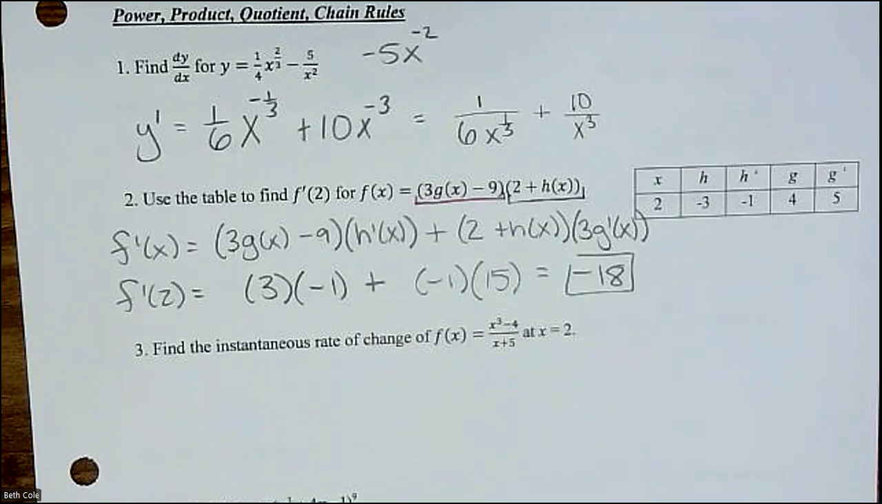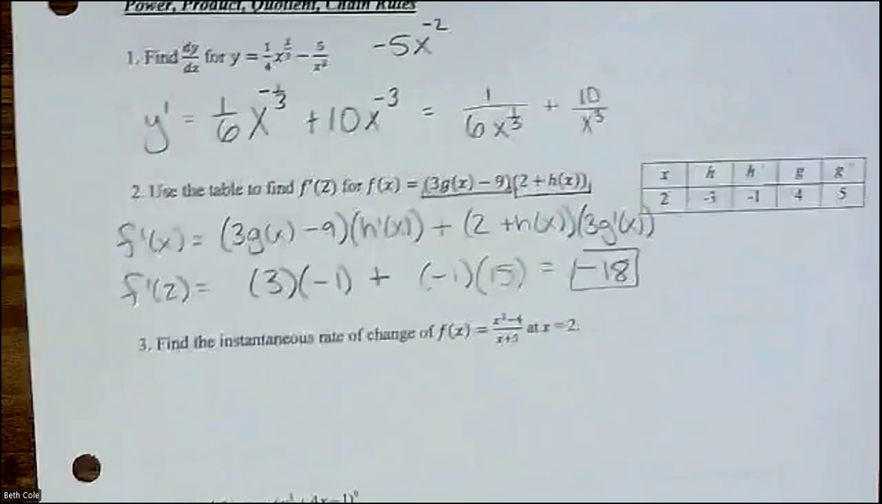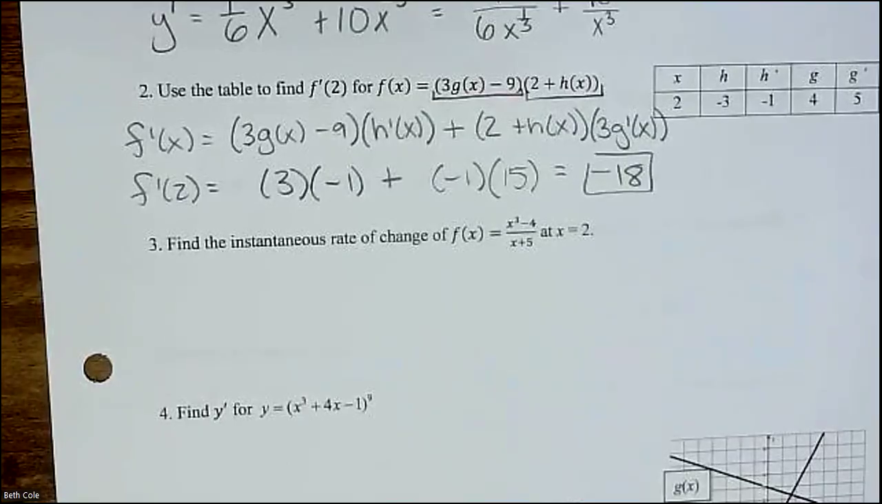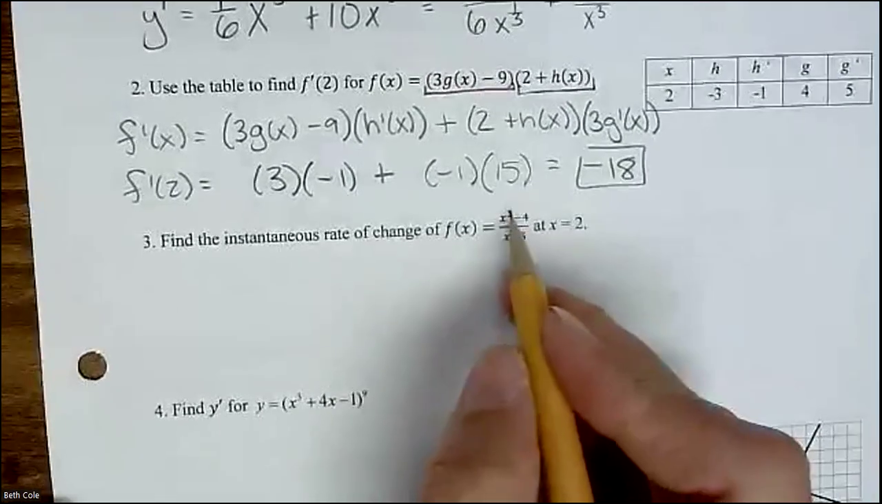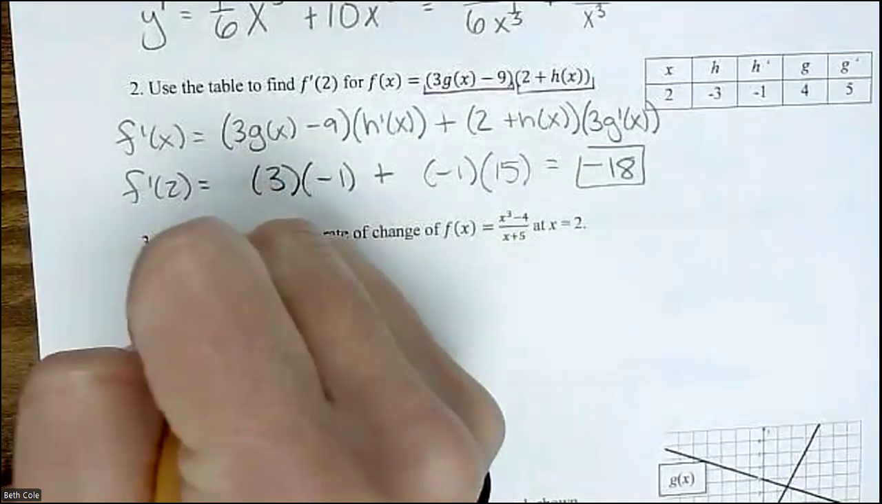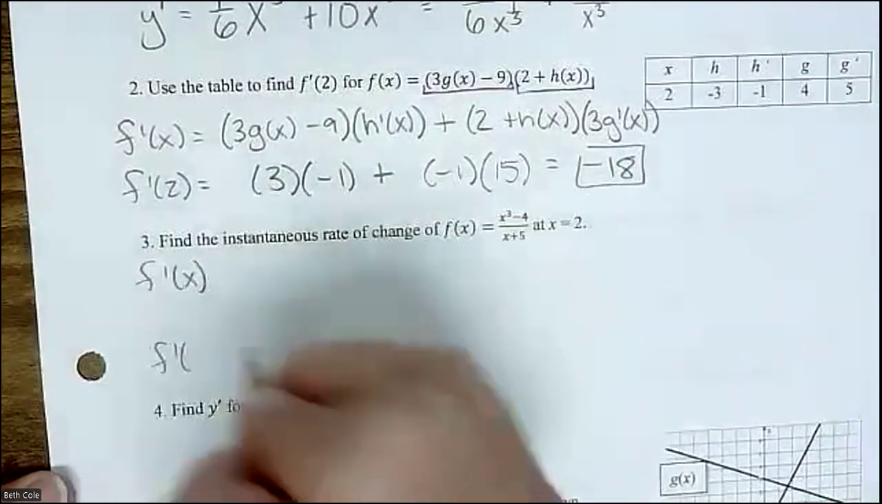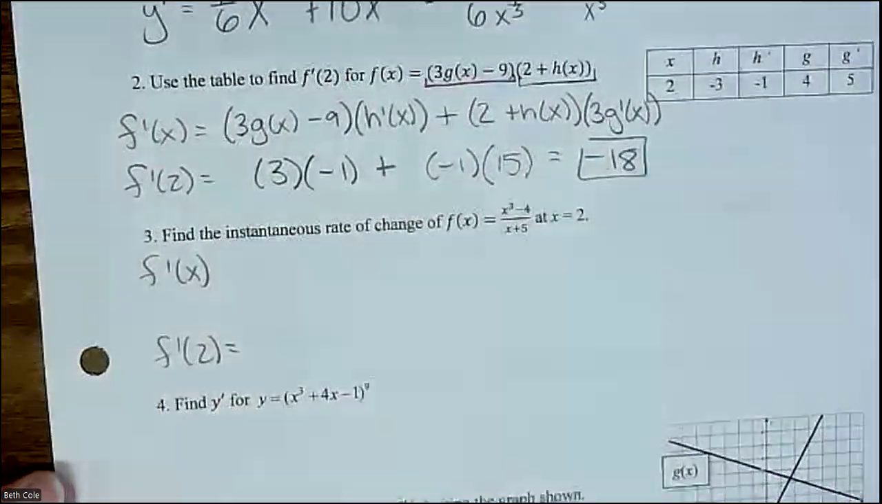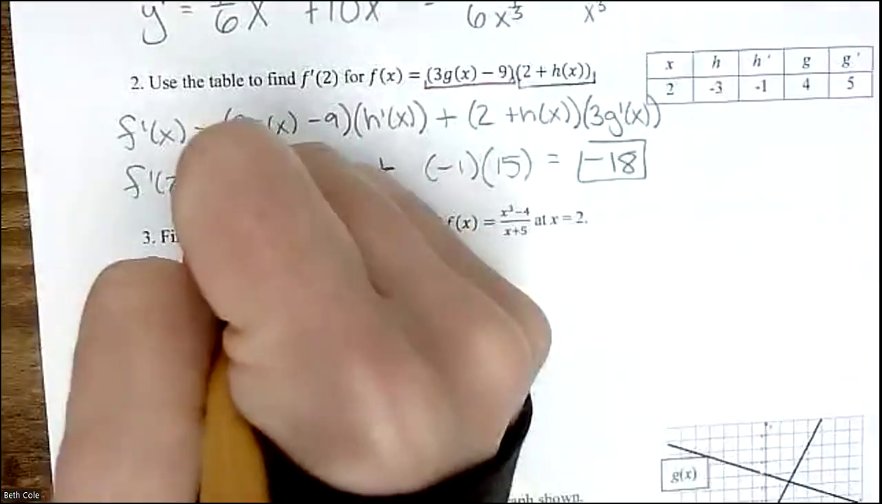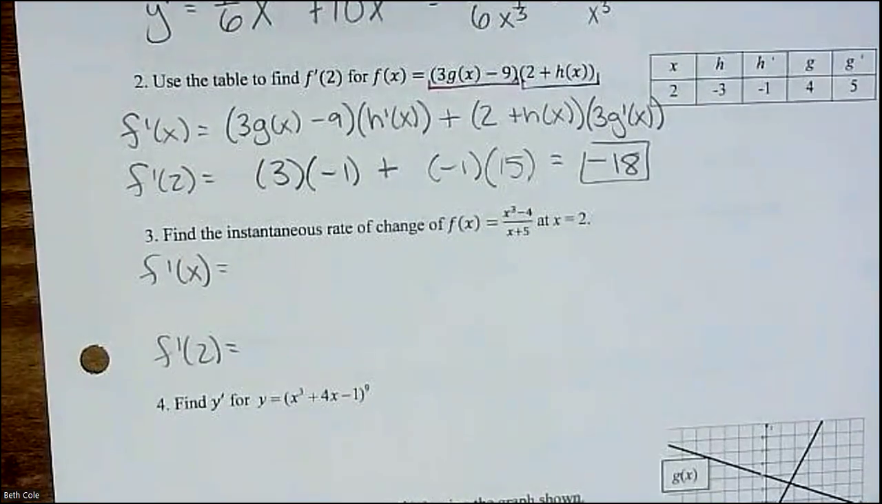All right, instantaneous rate of change. What on earth does that mean? Derivative. It's derivative. It's like the entire first half of this class. All right, what rule do you need for this guy? Yep, quotient rule. And again, I'm going to write f prime equals, and then I'm going to write f prime 2 equals. It doesn't matter so much for multiple choice, but for free response, that'll prevent a linkage error.